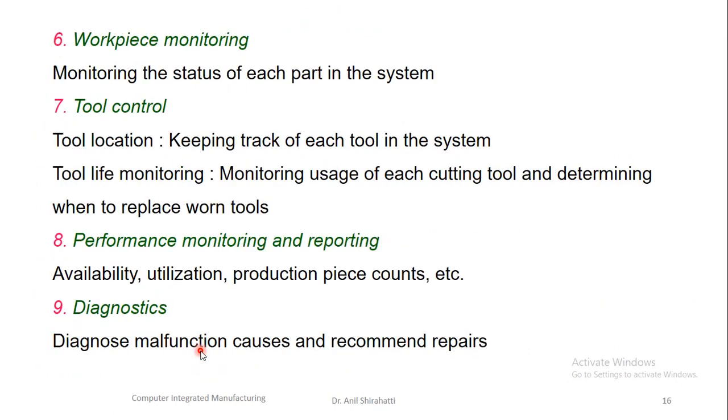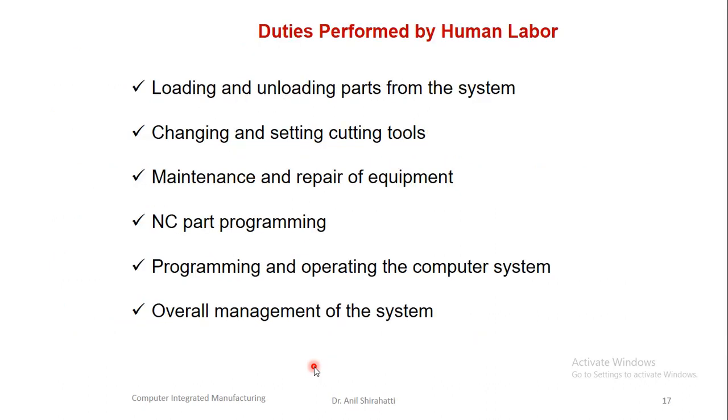Next is the work monitor, very important. Monitoring of the workpiece part machining at each workstation has to be properly coordinated with the complete system. Tool control and tool life monitoring are also done by the computer. Performance monitoring and report utilization. So all the availability of the machine, utilization, product piece count per hour, all this production report, in simple terms, will be done by the computer. Diagnosis of malfunctions or recommended repairs of any machine. That is nothing but Industry 4.0 being implemented in FMS.